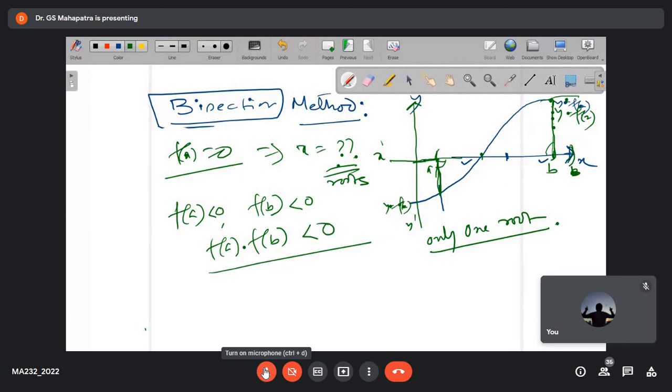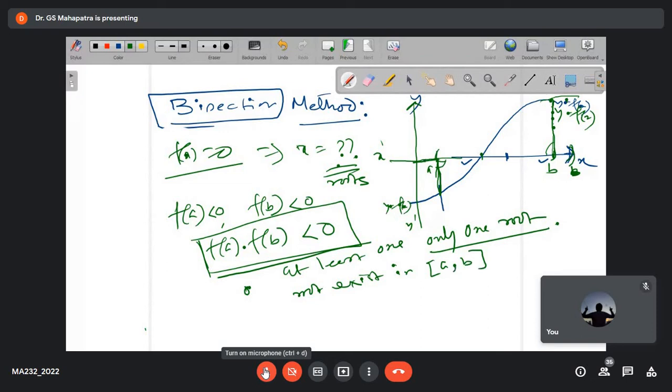So it is less than 0. Actually, this is the condition that at least one root exists in the interval a comma b. Fine. What is the condition? Now f of a into f of b less than 0. Correct? Okay. So now we are going to discuss this bisection method.